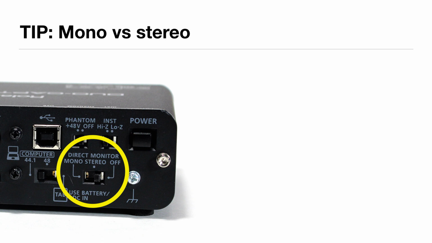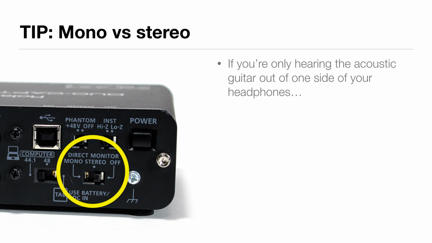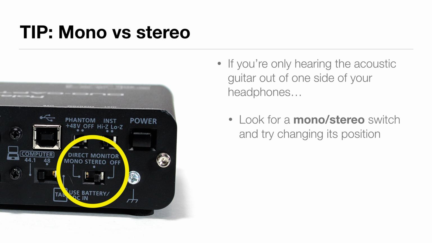One last tip. If you're only hearing the acoustic guitar out of one side of your headphones, look for a mono stereo switch or button on your audio interface and try changing its position.